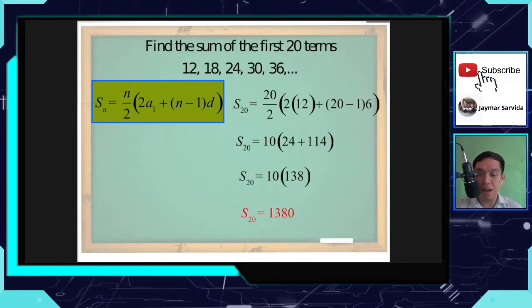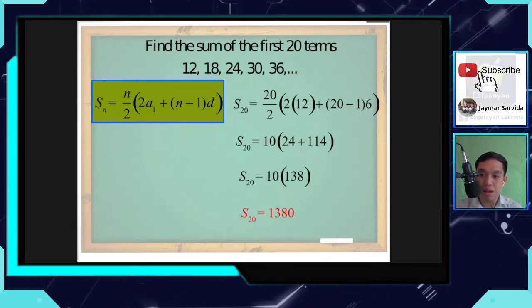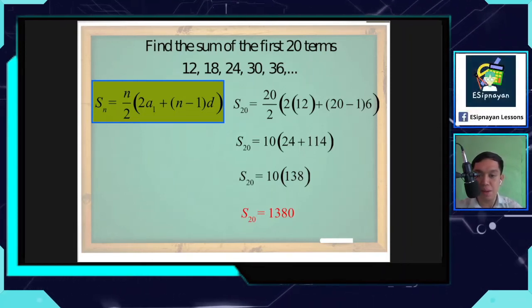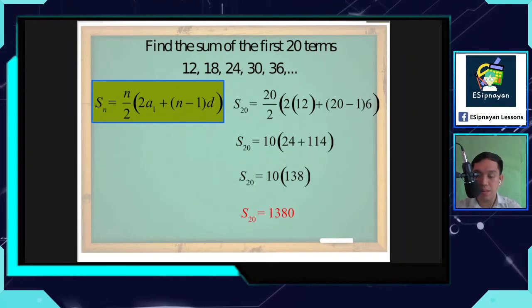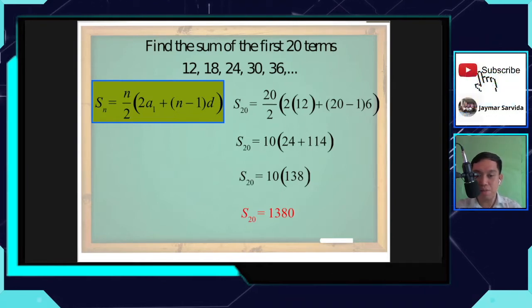So, let's have an example here. Ayan, tingnan ninyong mabuti ha. Find the sum of the first 20 terms: 12, 18, 24, 30, and 36. Okay, so dito, i-apply natin yung ating formula. Ito yung ating formula.